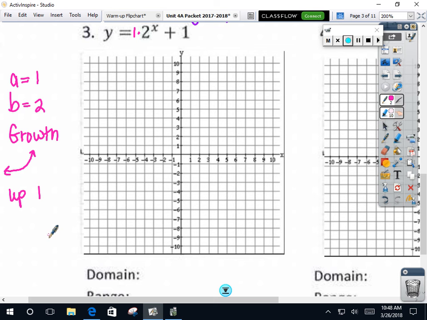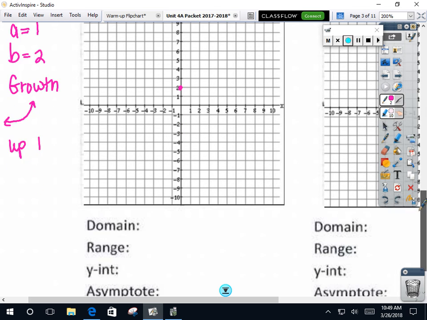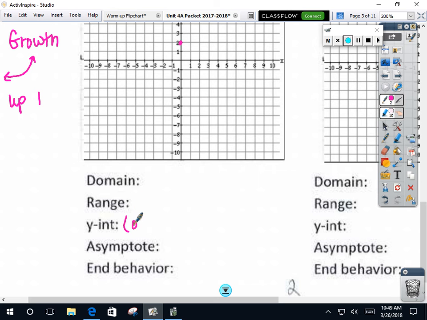Okay, so normally if your a value is 1, that's your starting value. So the y-intercept would be 1. But now where will the y-intercept be? 2. It will just get shifted up 1. So your y-intercept will now be at 0, 2.